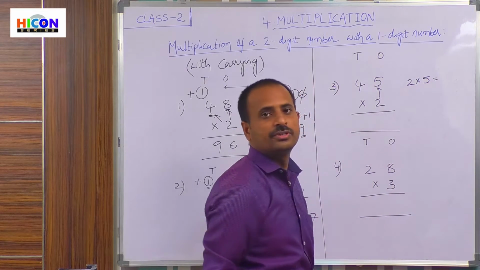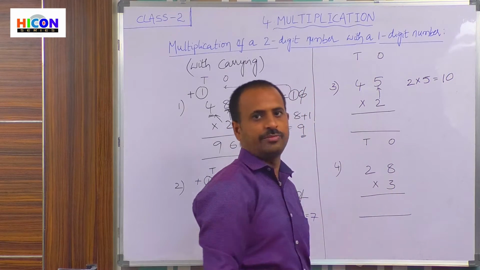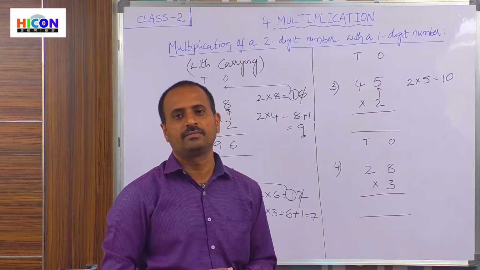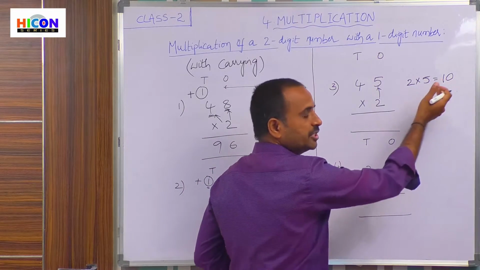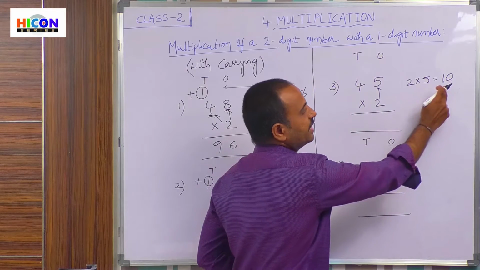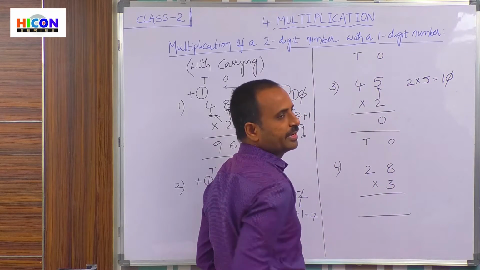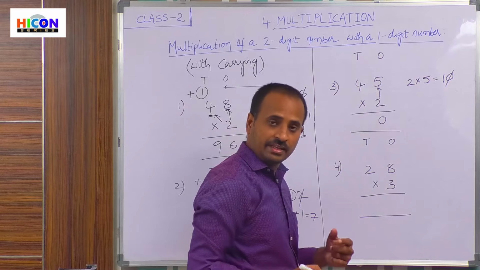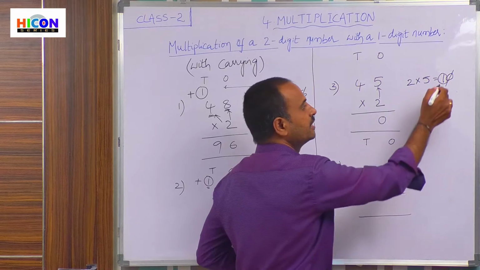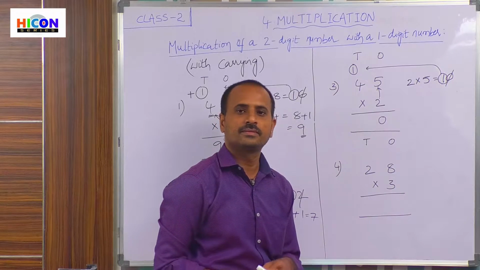Children, 2 5s are how much? 2 5s are 10. And 10 is a 2-digit number. If the product is a 2-digit number, what we have to do? We have to take carry. So here, 10 is a 2-digit number and write the second digit under ones place. What is the second digit here? 0 is the second digit and write 0 under ones place. And carry the first digit to the next place. What is the first digit here? 1 is the first digit and carry this 1 to the next place, that is tens place.